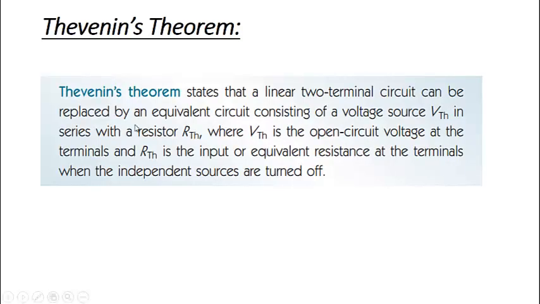Now, Thevenin theorem. This is one of the most important and one of the most used theorems in electrical circuits. So what does it state? It states that a linear two-terminal circuit, that means this is also applicable to a linear circuit, can be replaced by an equivalent circuit consisting of a voltage source VTH in series with a resistance RTH, where VTH is the open circuit voltage at the terminal and RTH is the input or equivalent resistance at the terminal when the independent sources are turned off.